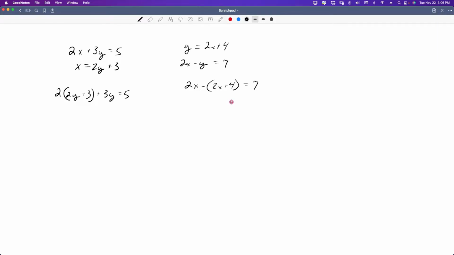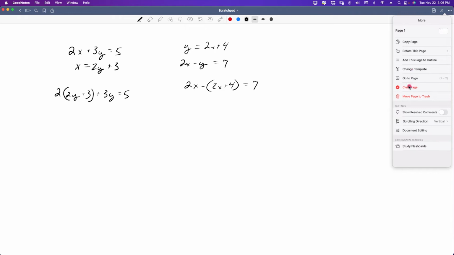However, sometimes you're going to be given a system of equations where the single variable is not given to you as a value. So you've got to solve for that, whether it's x or y, before you can substitute. So I'm going to give you a practice problem. We'll just jump in and I'll show you how to do that.